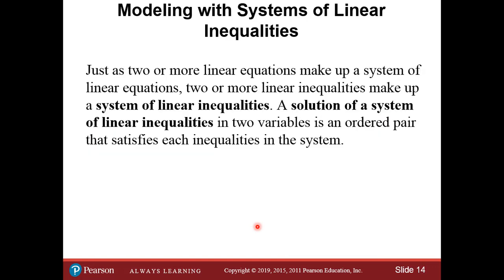Now, what about systems of two inequalities? Just as we did with a linear system of two equations making up a system of linear equations, two or more linear inequalities will make up a system of linear inequalities. And a solution of a system of linear inequalities in two variables is an ordered pair that satisfies both inequalities in the system. So very similar to when we talked about a system of equations.